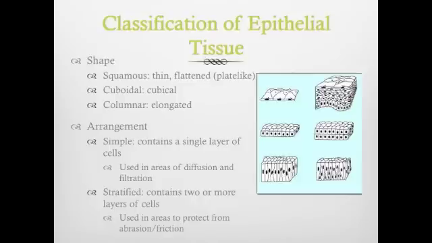The arrangement is determined by the number of cell layers the tissue has. If it has one layer, it is simple. Usually these types are located in places where diffusion and filtration take place. If it has more than one layer, it is stratified since it is composed of multiple layers. It is used primarily in places where damage due to friction may occur. This serves as protective tissue.